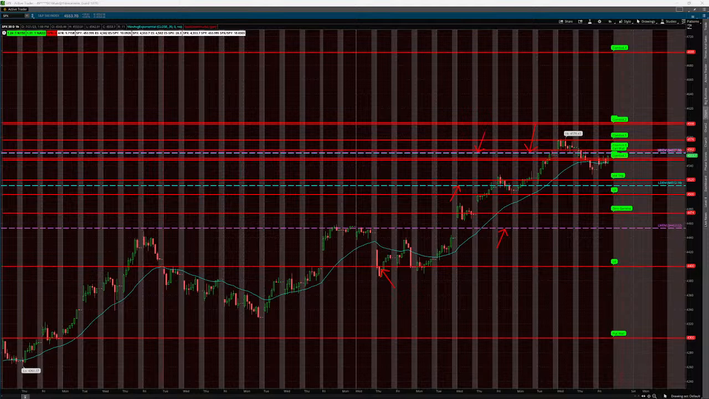Let me point out some SpotGamma levels on this chart. These are proprietary SpotGamma levels. The first is the put wall at 4,300. That's the strike with the largest net negative gamma, and that can be expected to act as support. And the next level up is the volatility trigger at 45.20. That is SpotGamma's gamma flip level.